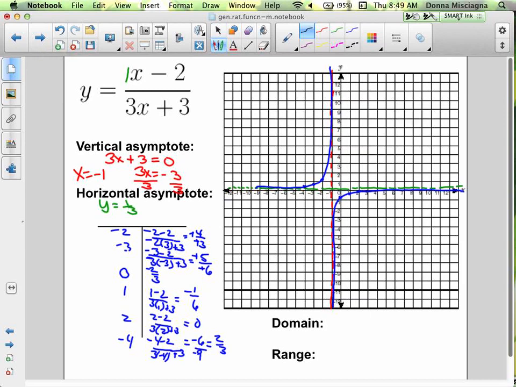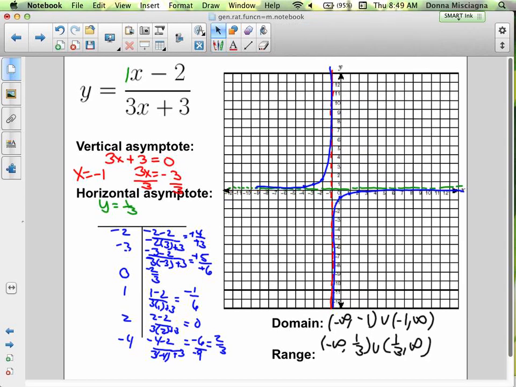No orange 5, right? Orange 2. What's the domain? Yep. Yep. So negative infinity, negative 1, negative 1 to infinity. How about the range? Yellow 2. Negative infinity. Yep, negative infinity to 1/3. 1/3 to infinity. There we go.